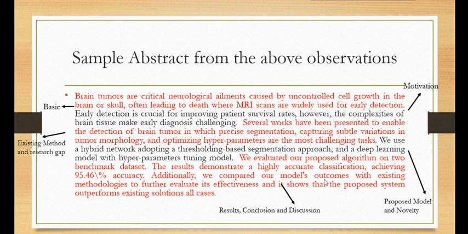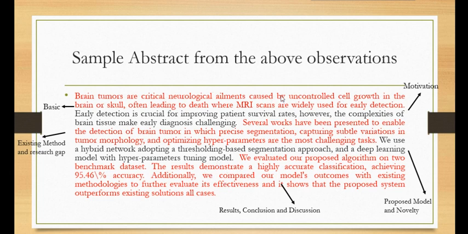Additionally, what we have compared? We have compared our model outcomes with the existing methodologies to further evaluate its effectiveness, and it shows the proposed model outperforms the existing solutions in all cases. So here, one thing: if you see, all sentences mostly use the present tense, but existing methodologies are written in present perfect. Some authors write the result section in past tense because they already got the results. So this one is the point. But the result demonstrates, that means it is discussion.